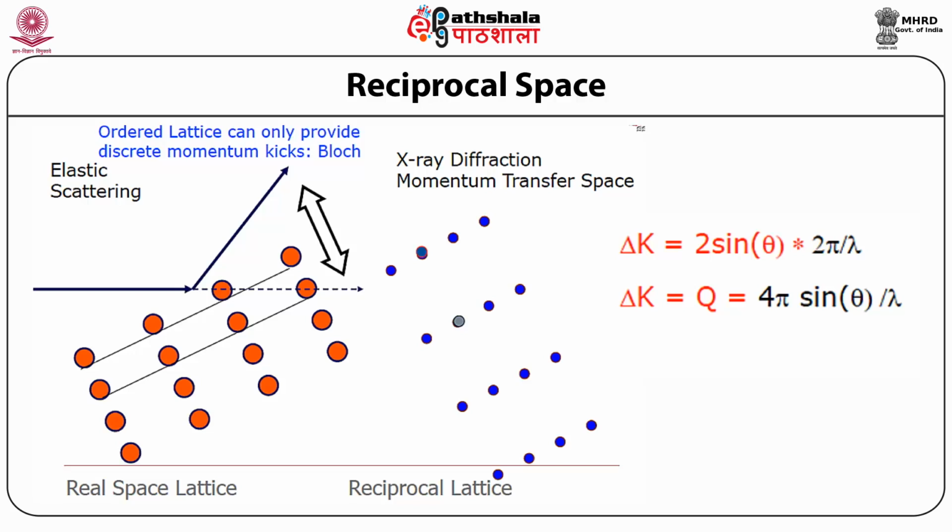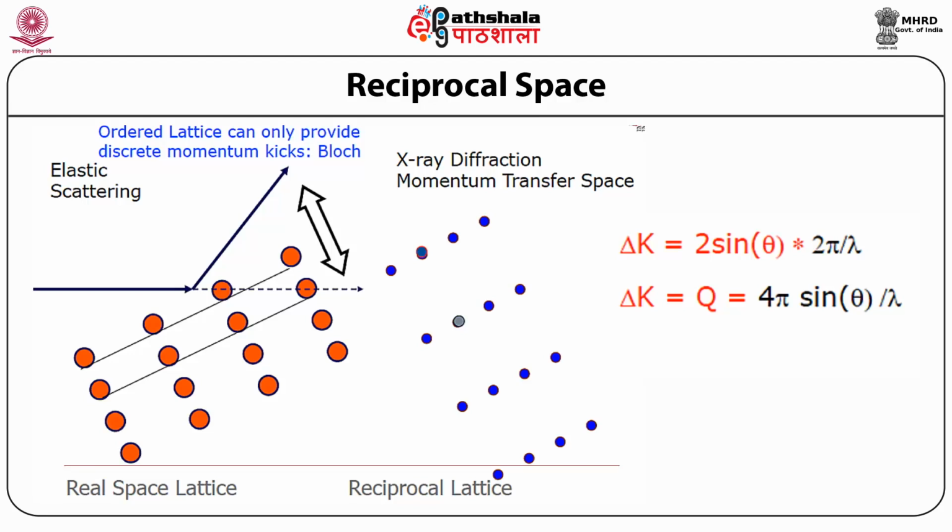So reciprocal lattice basically is a construct. You can say it is a mathematical construct. We can construct it from the real space lattice, and this helps us understand when we do the measurement. We do the measurement in the reciprocal space and invert this information into the real space.